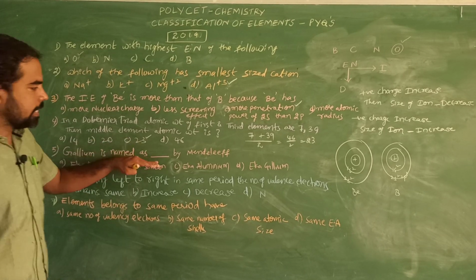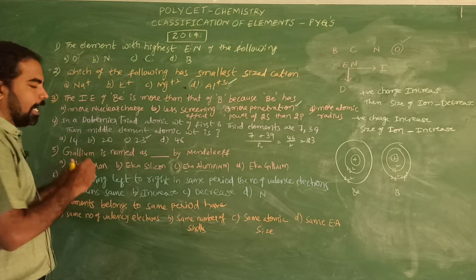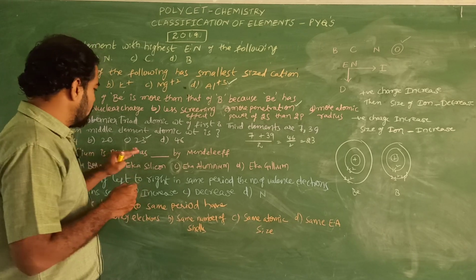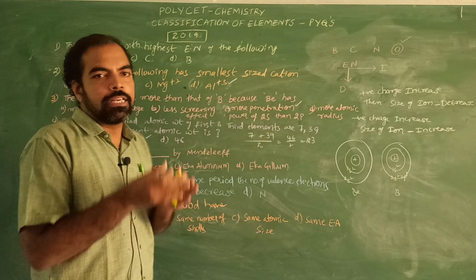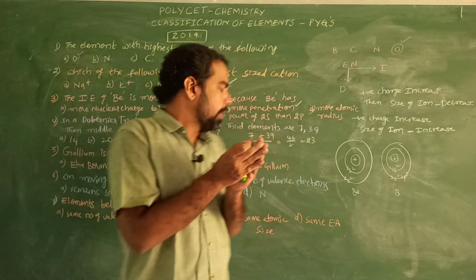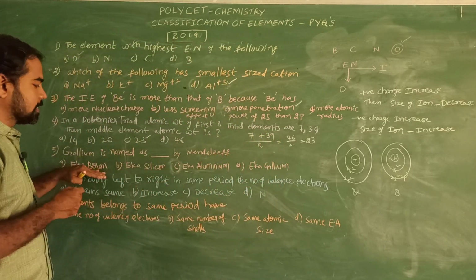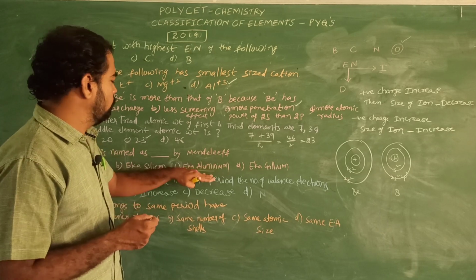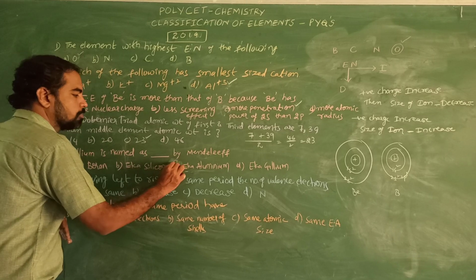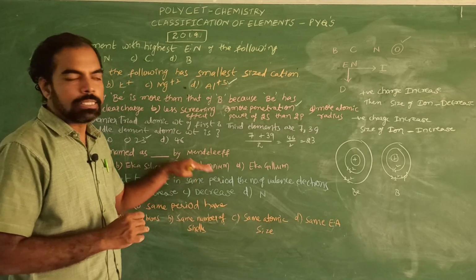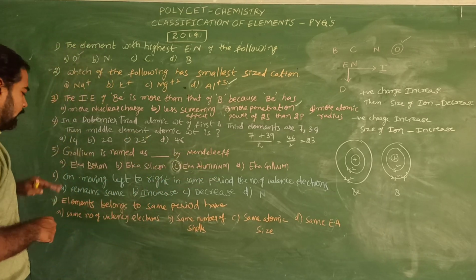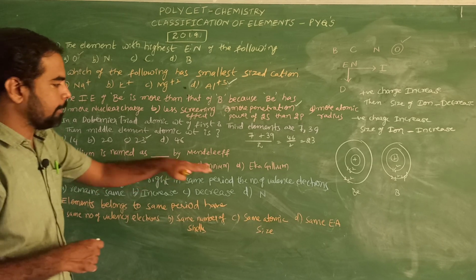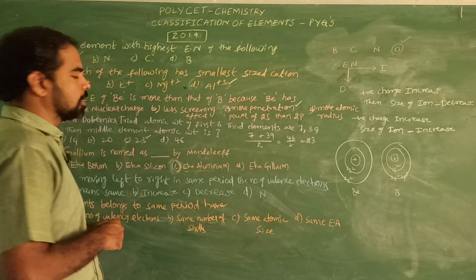Gallium is named as dash by Mendeleev. Mendeleev gave some of the elements provisional names. Here Eka boron is scandium, Eka silicon is germanium, whereas Eka aluminum is gallium. So the option is C. Eka aluminum is gallium.